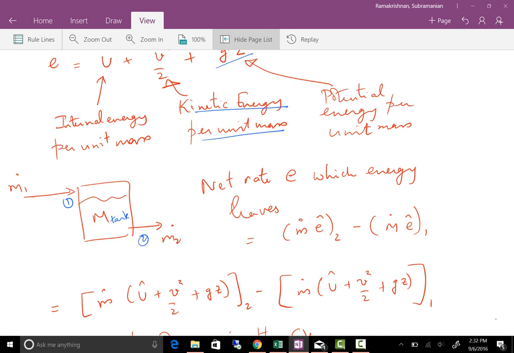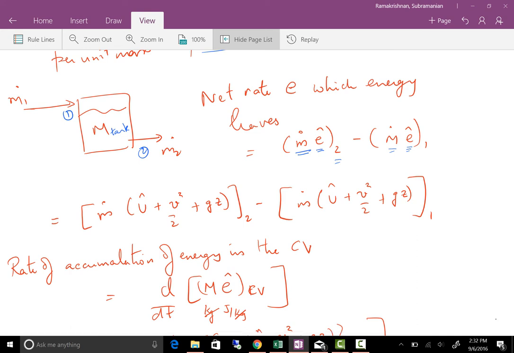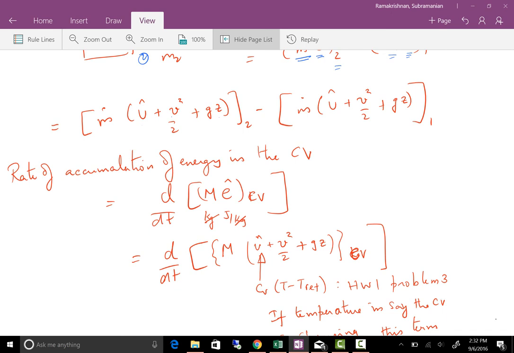So what is the net rate at which energy leaves? It's nothing but your mass flow rate times energy per unit mass at section 2 minus the mass flow rate times energy per unit mass at section 1, right? Very simple. Nothing complicated here. So putting in the terms, that's m dot times the internal energy, kinetic energy per unit mass, and potential energy per unit mass at section 2 minus that at section 1. Very simple. Now, what is the accumulation term? The accumulation term is nothing but how the energy inside the tank is changing with time.